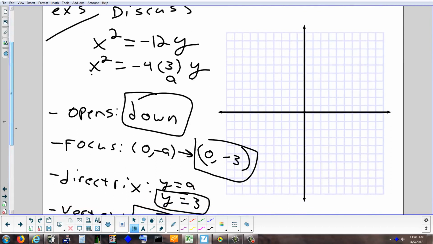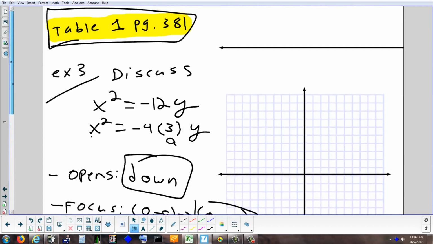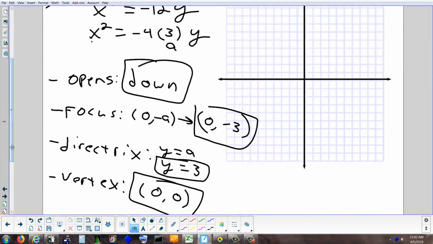Great. Any questions on that one? Now this one, they didn't say to graph it. They said discuss. Discuss means to write these 4 things. Does anybody want me to do a graph? You will on the test, but we did one earlier. This is a chance to do a second one.